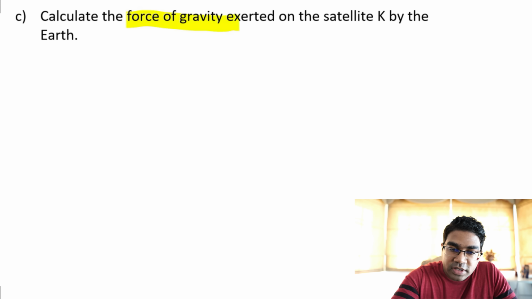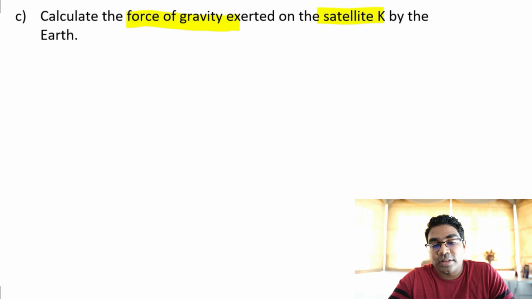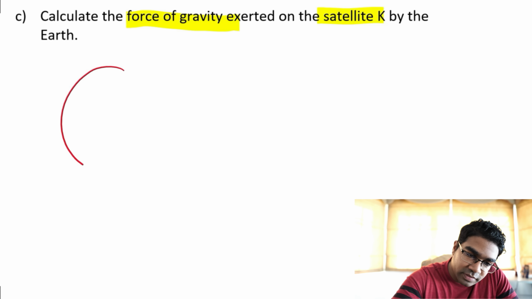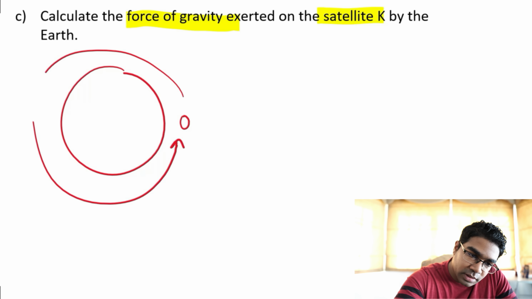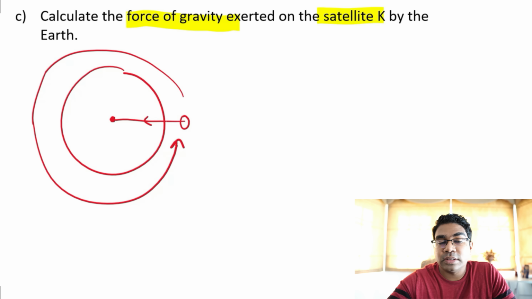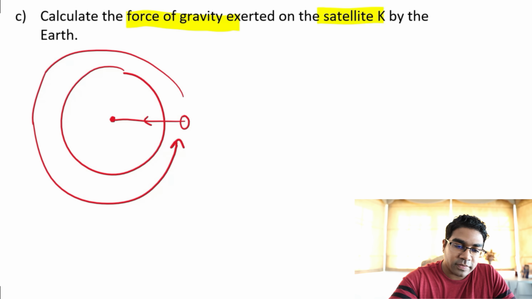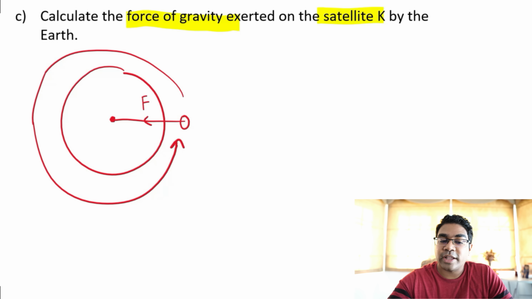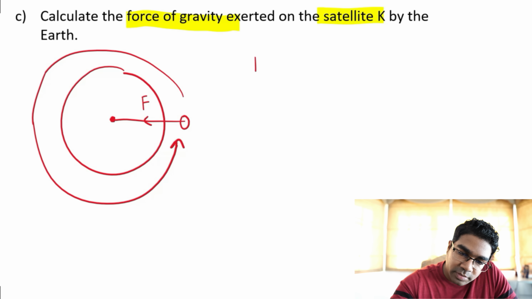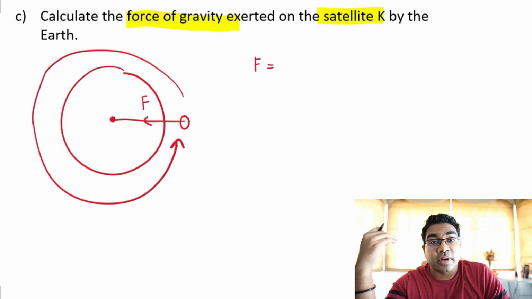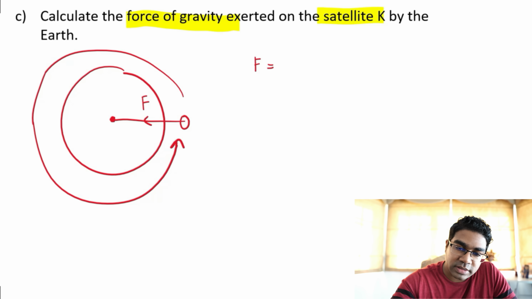Calculate the force of gravity exerted on satellite K by the Earth. When we have the Earth and the satellite orbiting around the Earth, the force of gravity is the force that acts towards the center of this circular motion and causes the satellite to move in circular motion. Therefore, the force of gravity is actually the centripetal force in this case. And so, we can simply use the formula for centripetal force.